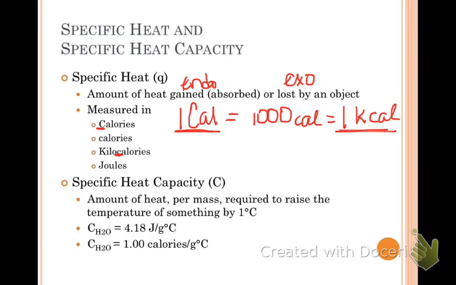Now this is different than the specific heat capacity. So specific heat is Q, specific heat capacity is going to be C. This is the amount of heat per mass that's needed to raise the temperature of something by 1 degree Celsius. So for water, its value is 4.18 joules per gram degrees Celsius. It's also 1.00 calories per gram degrees Celsius. Now this one is found in Table B, and you will go ahead and put this one onto Table B as well, because we'll need to use these for our practice problems.